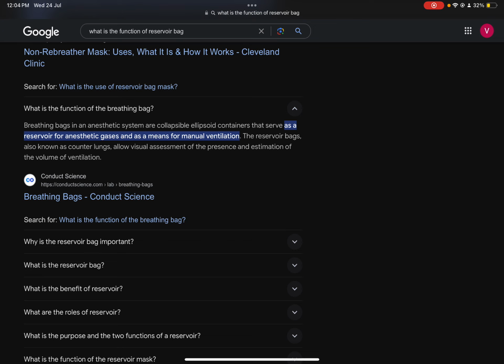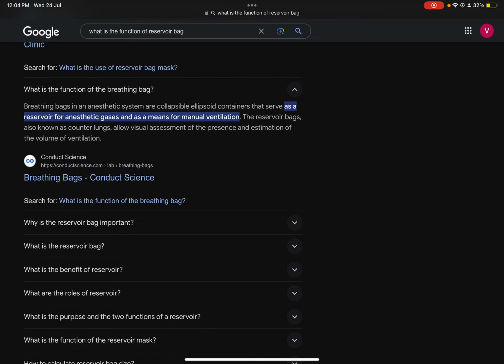Because the reservoir bag has many functions, like a reservoir for the anesthetic gases and as a means for manual ventilation. Means we can do manual ventilation if needed in an emergency procedure, and we can also give concentrated gases in case there is an emergency.